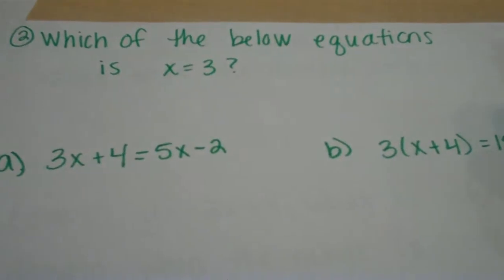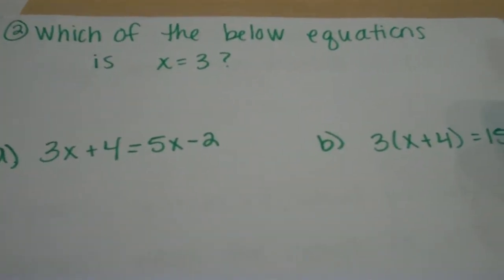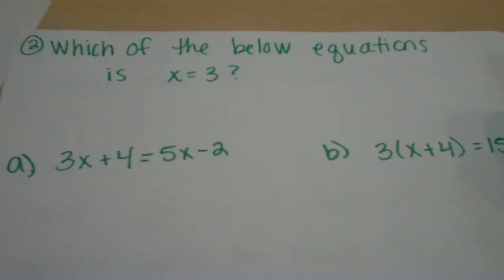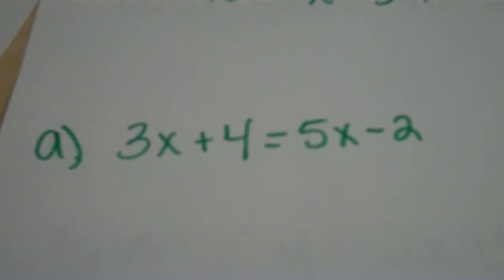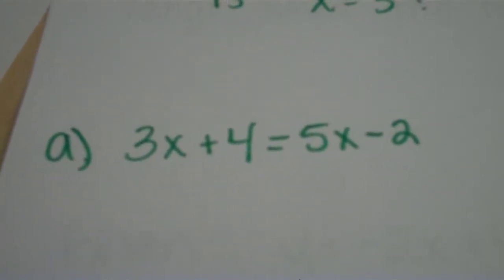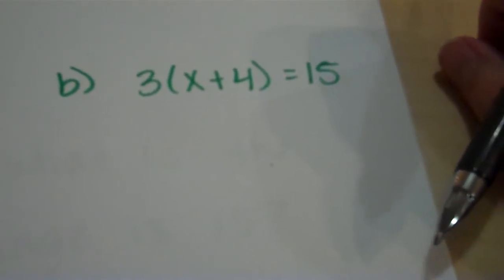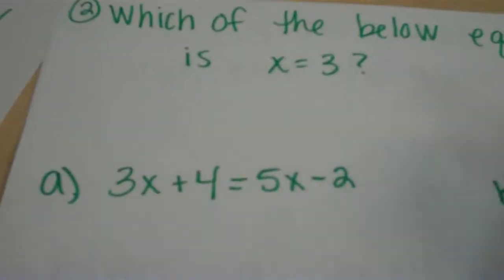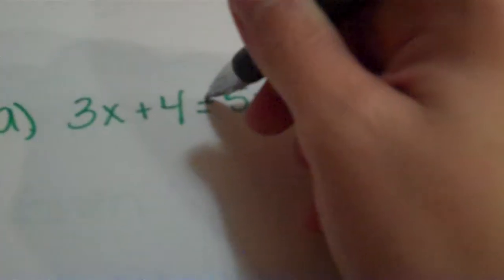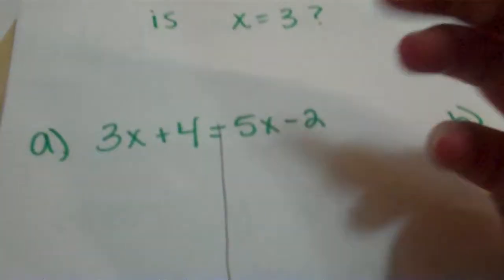Which of the below equations is x equals 3? Okay, pause and write it down. A is 3x plus 4 equals 5x minus 2. B is 3 parenthesis x plus 4 equals 15. So this is basically just solving, right? So we've been doing this since third week of school. I'm going to solve for x.